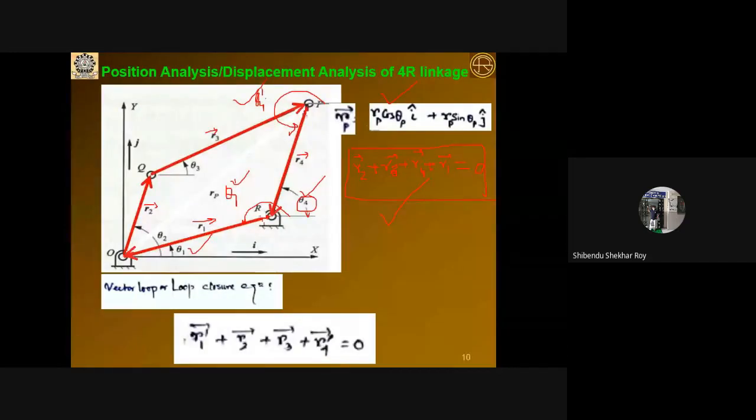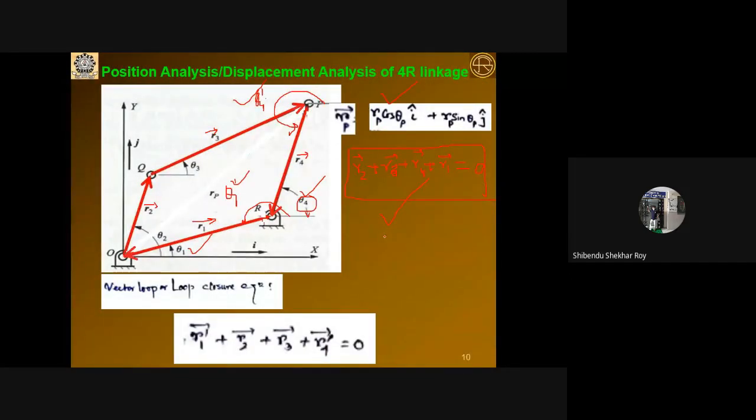Can anyone tell, in this particular mechanism, which parameter is variable and which parameter is constant? How many parameters are in this equation? Here the parameters are R2, R3, R1, R4. Similarly, theta 2, theta 3, theta 1 and theta 4. So in total 8 parameters. Out of 8 parameters, how many are constant and how many are variable? Five are constant and three are variable. Can anyone tell which parameters are variable?